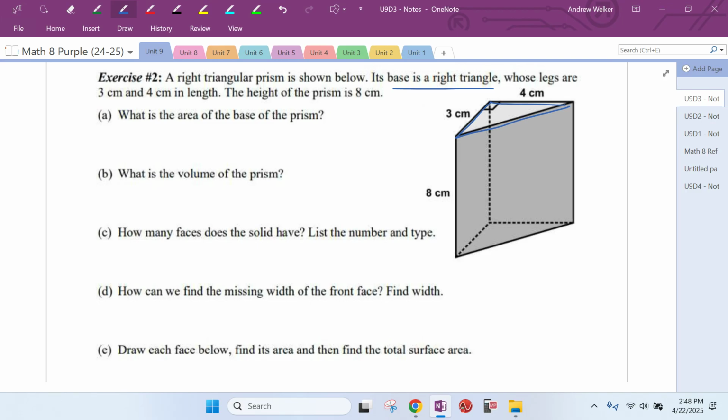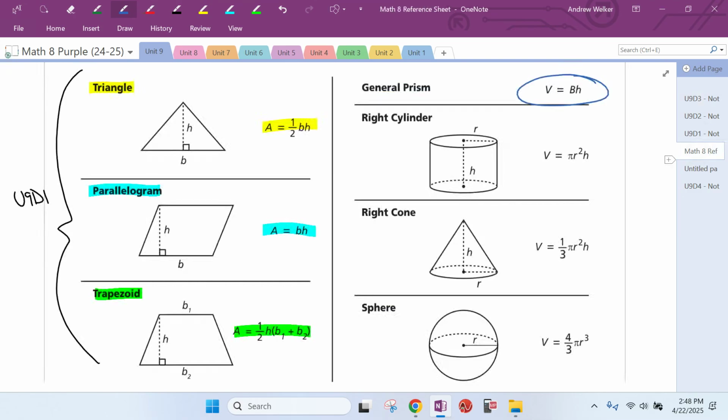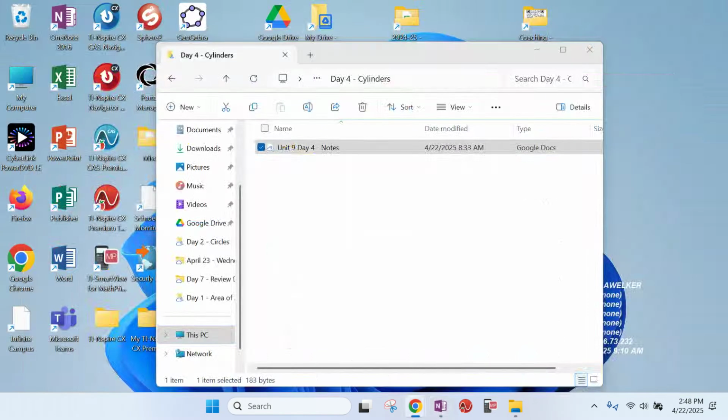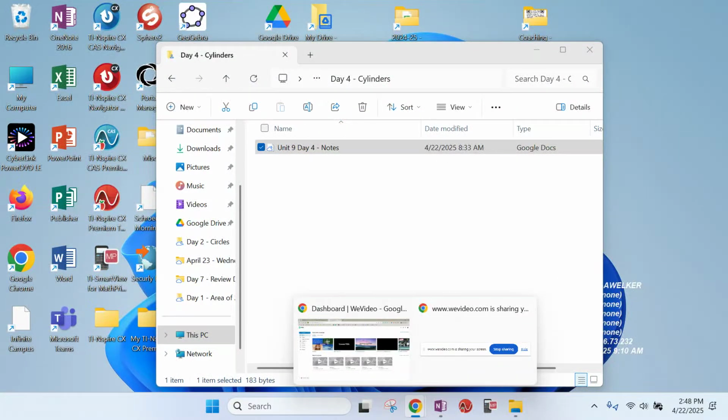And if I draw it over here, my right triangle looks like this. It's 3 by 4, right? And to find the area of a triangle, we know just by looking at our reference sheet, go back over here. If I can't remember, there's my triangle. I'm using this formula right here. So I'm going to go back and find the area of, I'm sorry, that wasn't what I wanted to do.